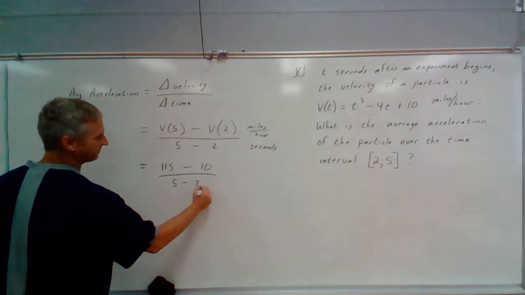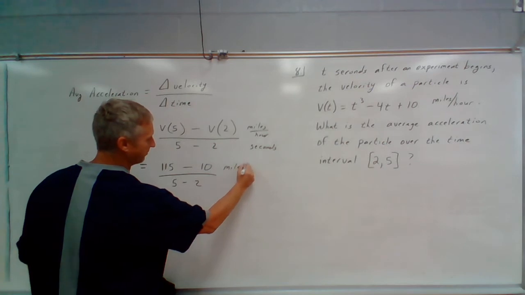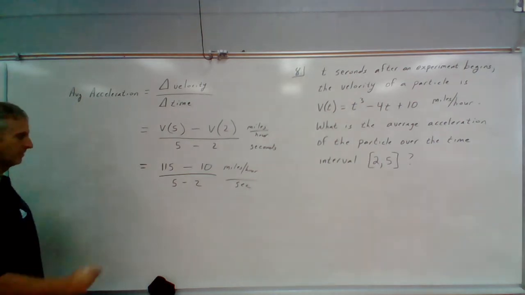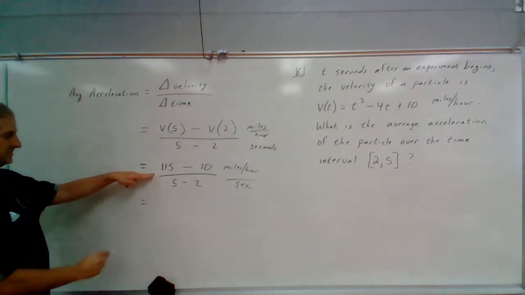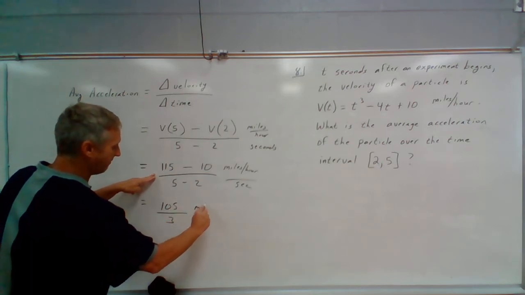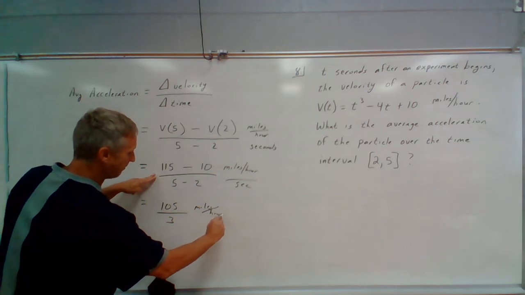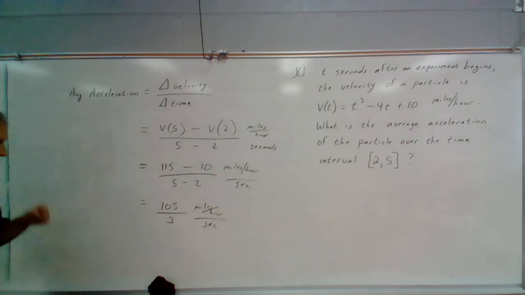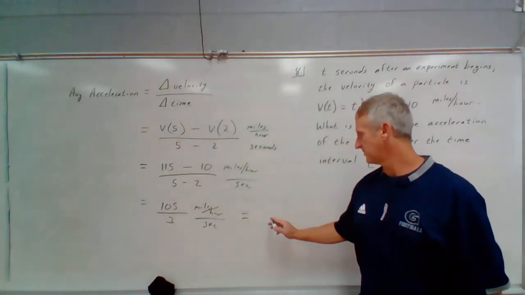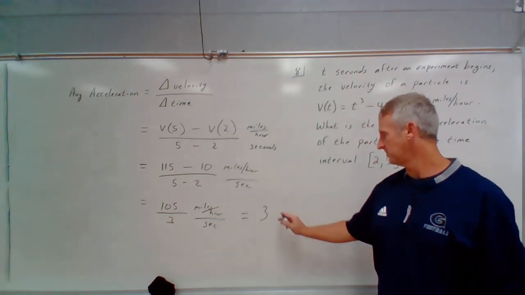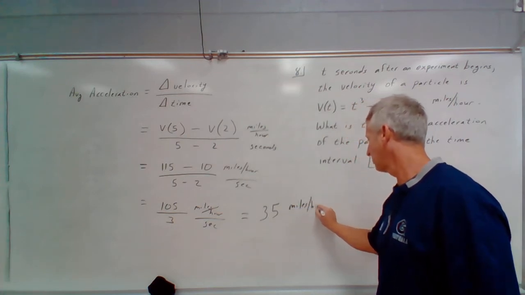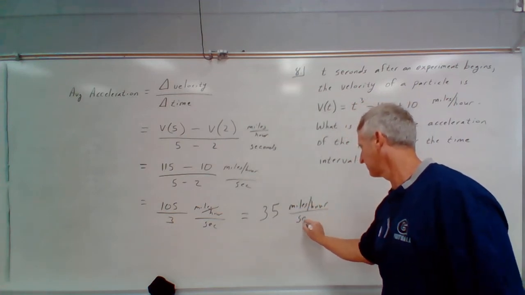5 minus 2, and we have miles per hour per second. 115 minus 10 is 105, over 3 miles per hour per second. All right, I believe that 3 will go into 105 evenly. So 3 will go into 10 3 times, 1 left over, so 35, and my units are miles per hour per second.